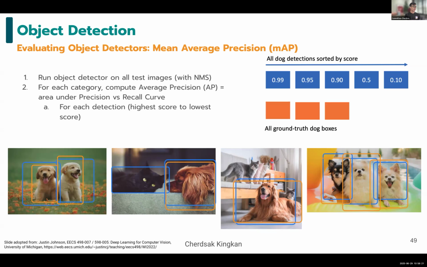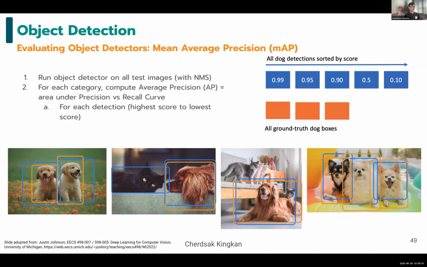After we get this result, we are going to sort all the dog detections by score. For example, in these four images, we sort the score of each box that is predicted as a dog. We sort them because the score is the probability that the model guesses there is a dog in that region.